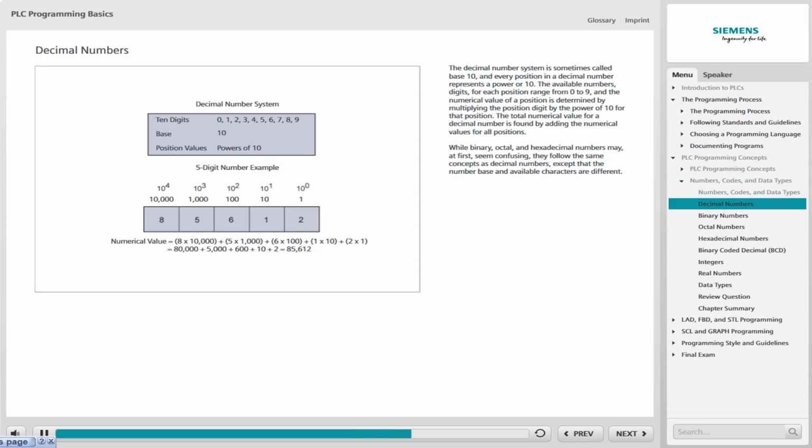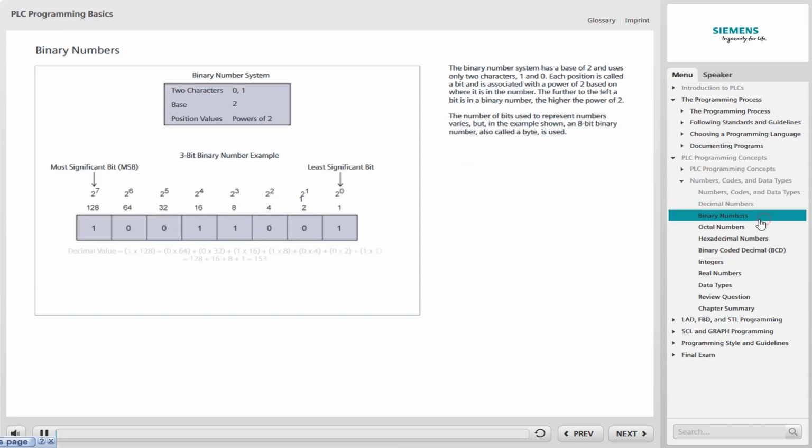While binary, octal, and hexadecimal numbers may at first seem confusing, they follow the same concepts as decimal numbers, except that the number base and available characters are different. The binary number system has a base of 2 and uses only 2 characters, 1 and 0. Each position is called a bit and is associated with a power of 2 based on where it is in the number. The further to the left a bit is in a binary number, the higher the power of 2.